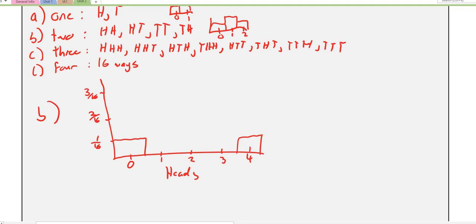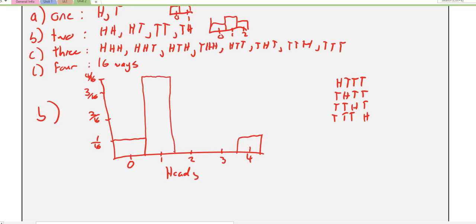What about 1 head? Any thoughts? This will have to go up to 4. So we could have head, tail, tail, tail. We could have tail, head, tail, tail, tail, tail, head, tail, tail, tail, tail, head. Those would be the 4 ways you can get 1 head. So we'd have to go up to 4 out of 16.